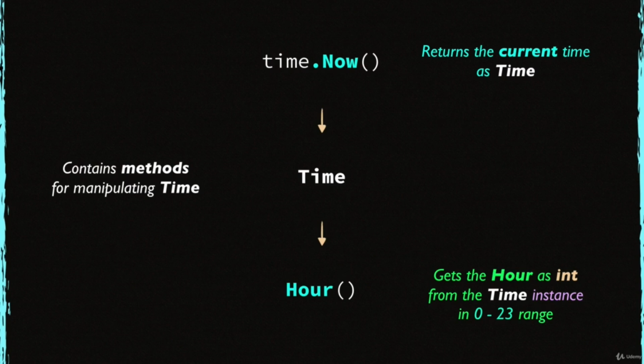Note that this hour method will be called on an instance of a time type. So it will get the current hour if the time value is created by calling time.now. What it will return depends on the time value.